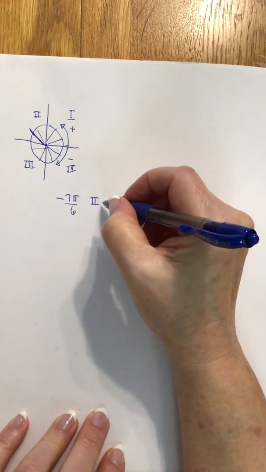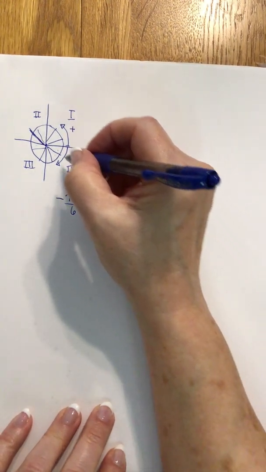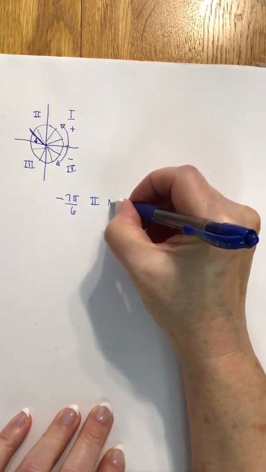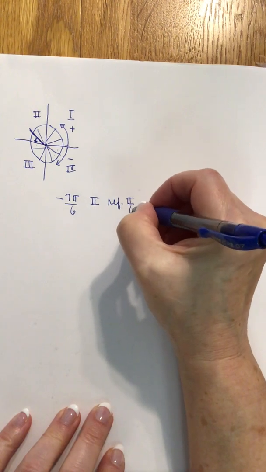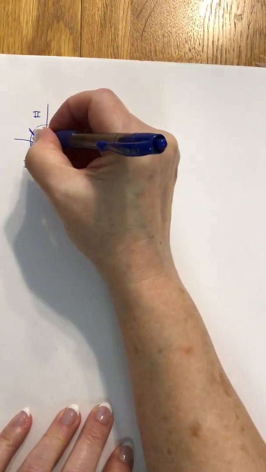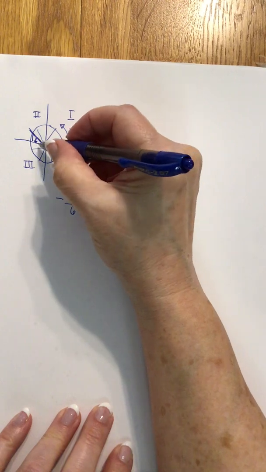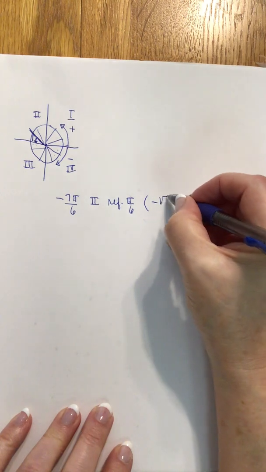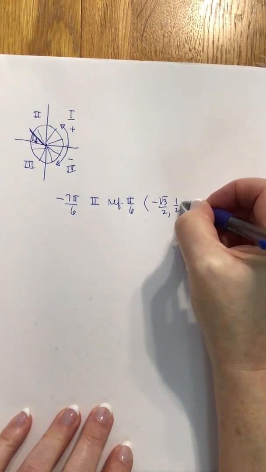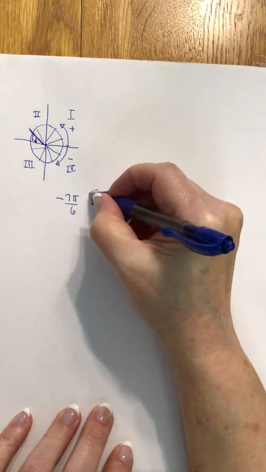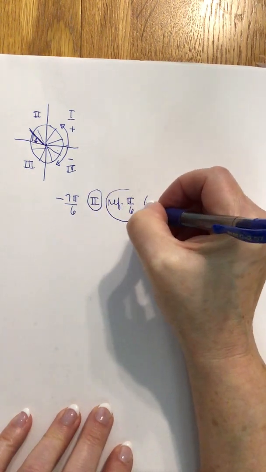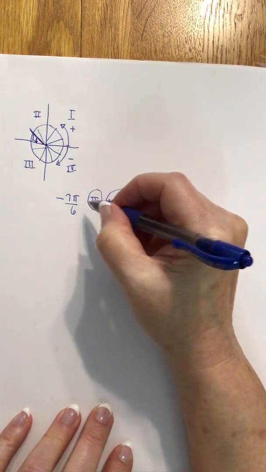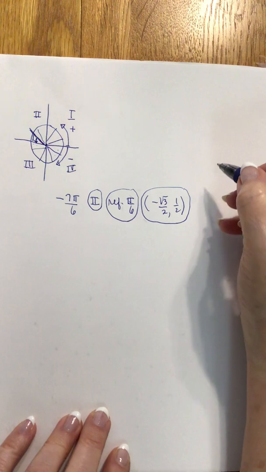So it's in quadrant 2, and we said we also want to know the reference angle. So that reference angle always goes back to the x-axis. So we know that reference angle is going to be pi over 6. Now the coordinates, if I drop my perpendicular and I look at it, this is long side, this is short side. So I'm going to have negative square root of 3 over 2, comma, 1/2. So 3 different things: quadrant, reference angle, point. And that's for negative 7 pi over 6. Okay, let's try another one.